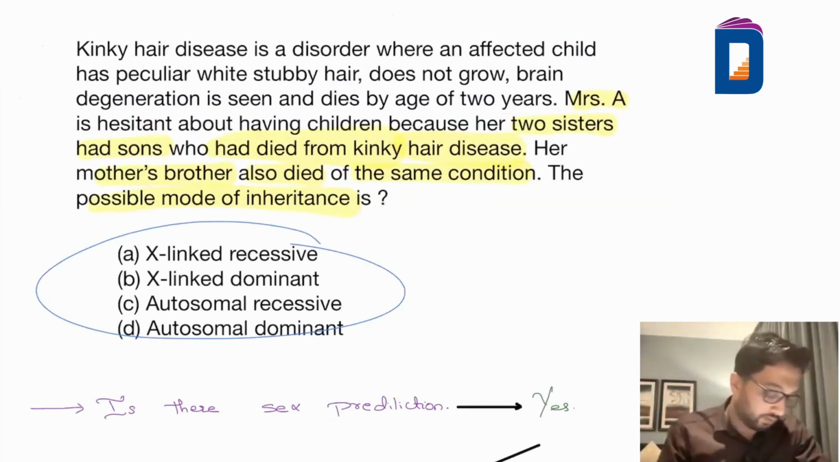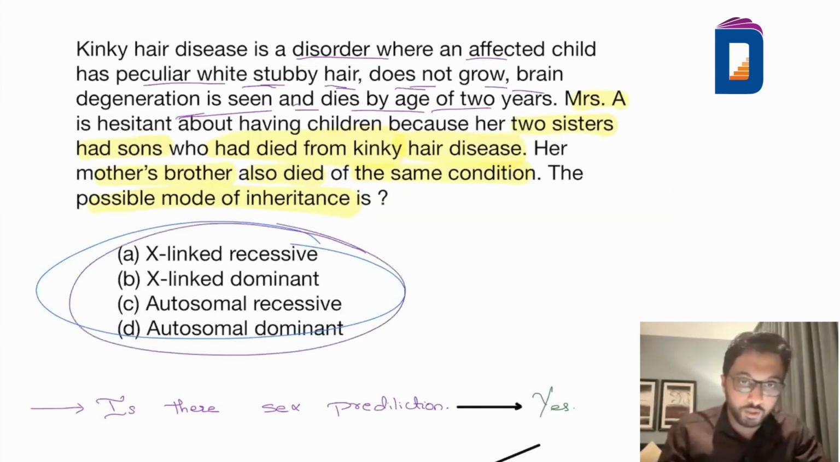You will start reading. I'll give you an example here. It's a disorder where an affected child has peculiar white stubby hair, does not grow, brain degeneration is seen. You say, oh my God, this question I don't know. You stop there, because you have never heard of white stubby hair, doesn't grow, brain degeneration. But if you know what is expected from you, and you analyze the question in that direction, the chart comes into mind. Is there sex predilection is the first thing. So you see, are they talking about sex predilection? Yes, they're talking about it.